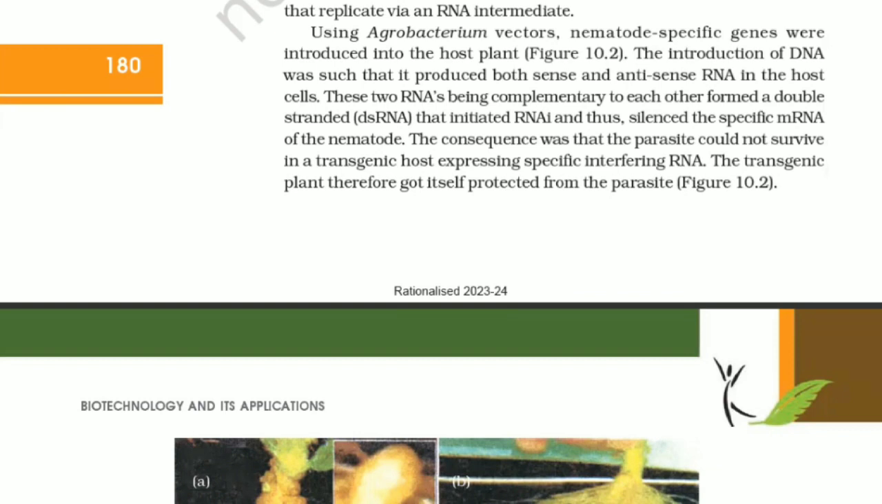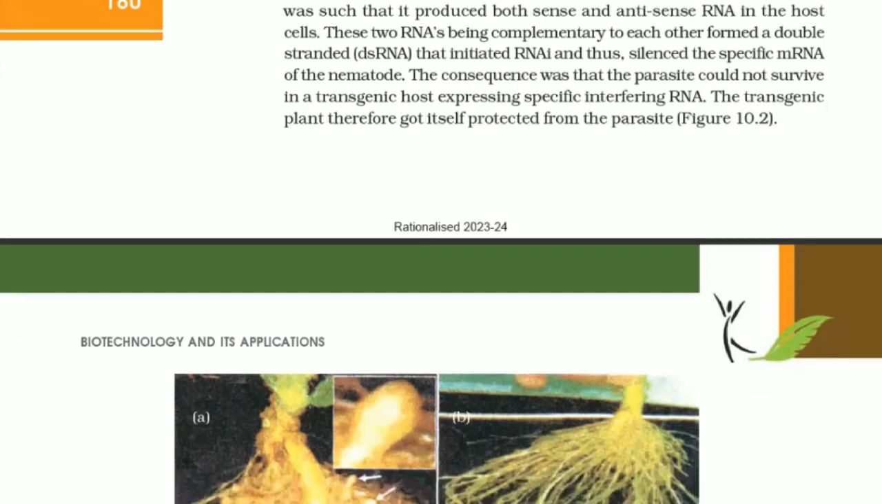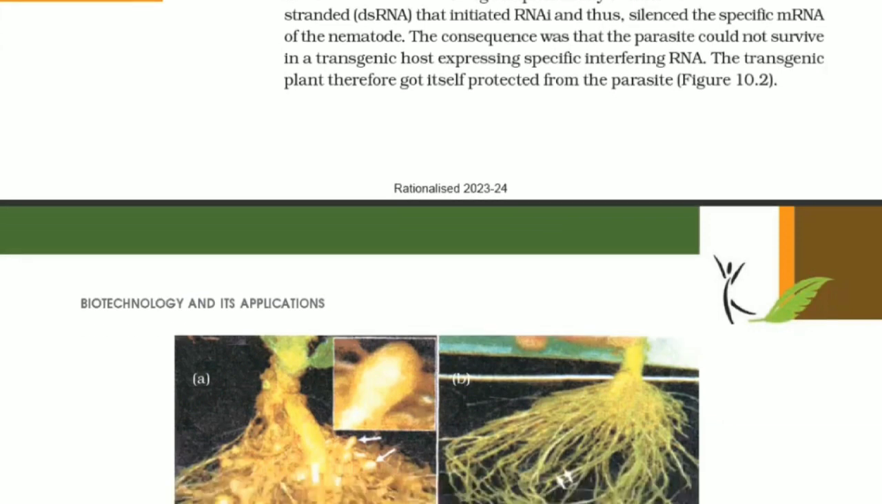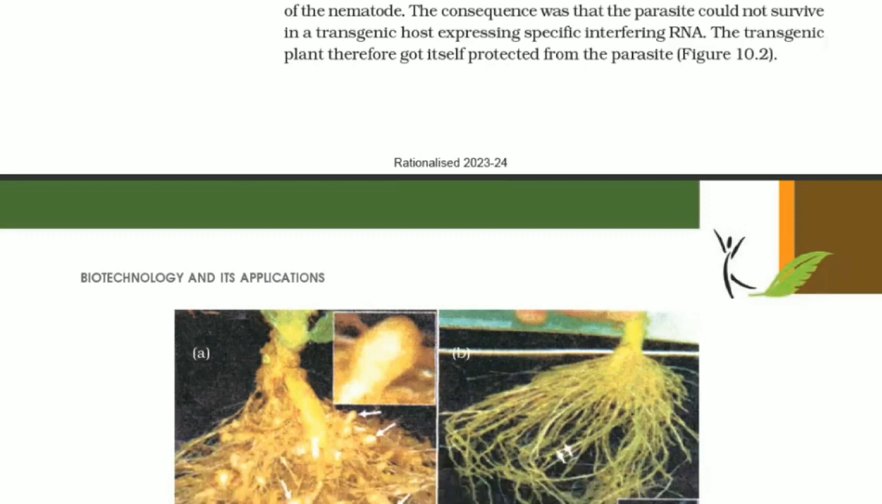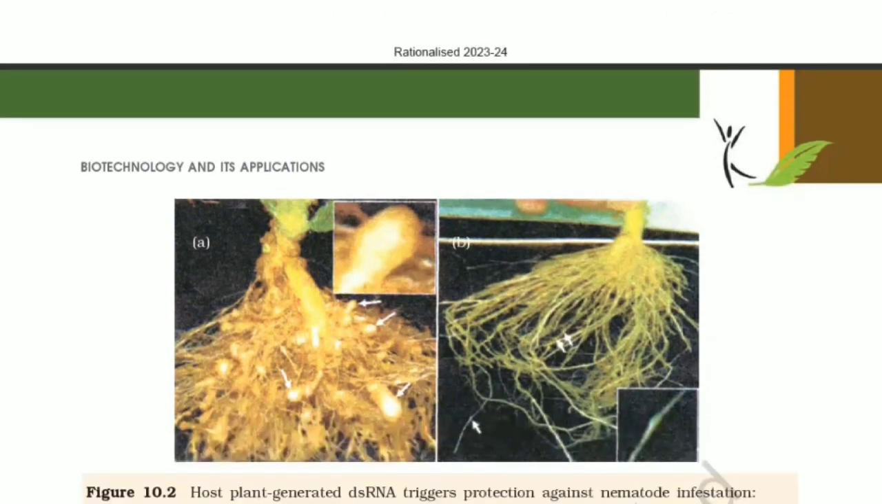These two RNAs, being complementary to each other, formed a double-stranded dsRNA that initiated RNA interference and thus silenced the specific mRNA of the nematode. The consequence was that the parasite could not survive in a transgenic host expressing specific interfering RNA. The transgenic plant therefore got itself protected from the parasite.